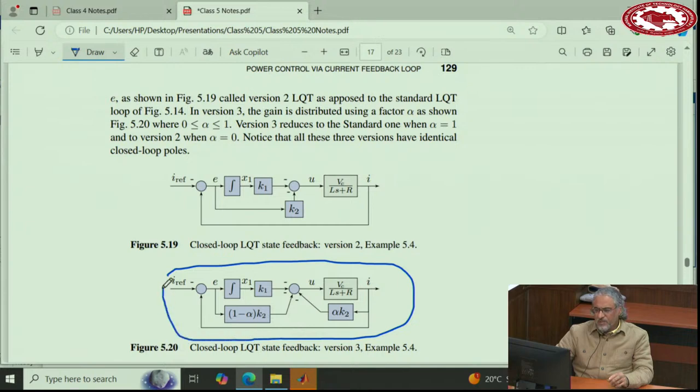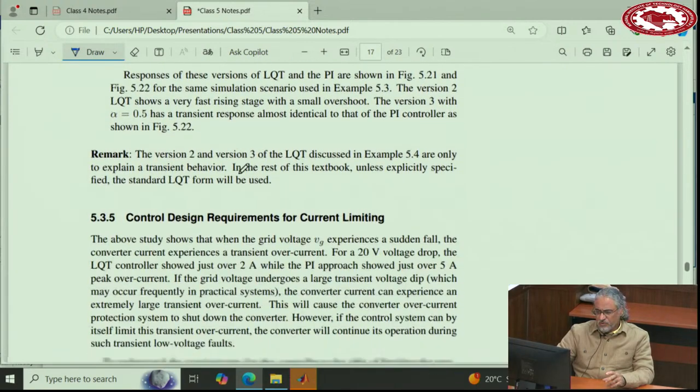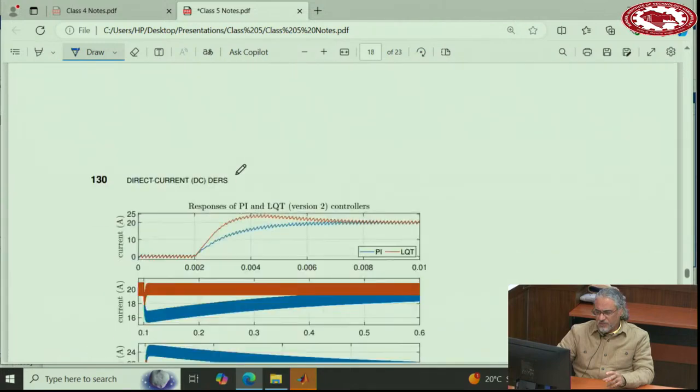So if you have K2, you can keep some of it here and push some part of it here. So let's say keep 50% here, push 50% here. Now, in terms of feedback loop properties and the poles and eigenvalues, nothing will change. But transient response will change because this system will generate a zero.